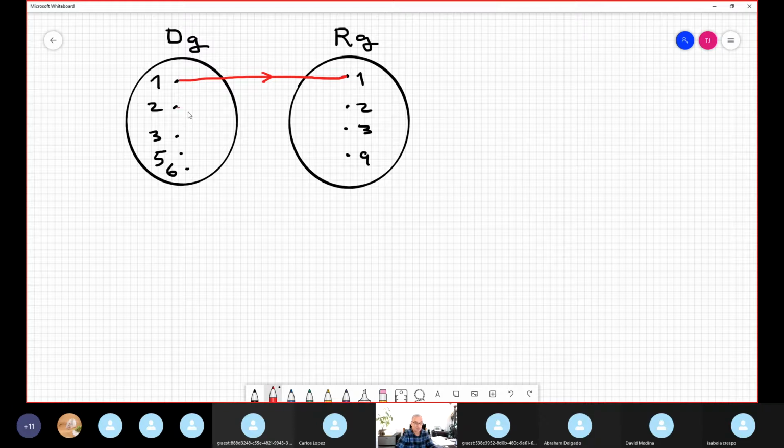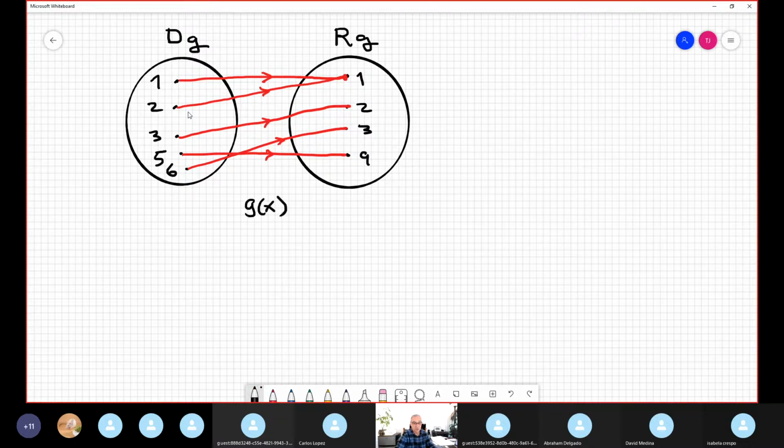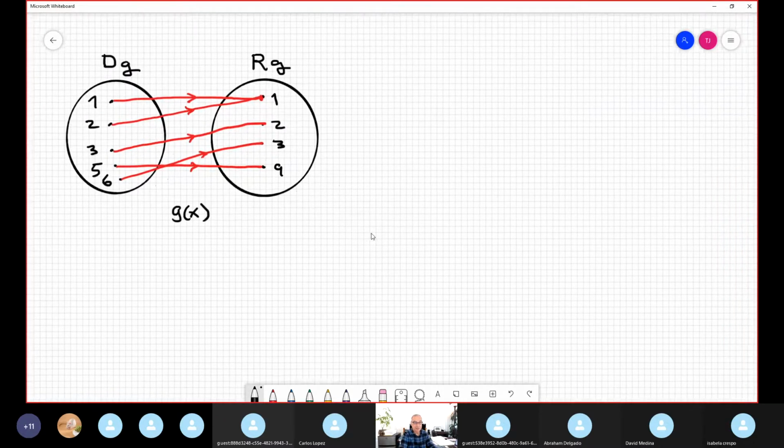And 2 is associated with this. Again, no problem, because many to 1 is okay. No violation of the function idea. 3 and 2. 5 and 9. And 6 and 3. That's the order. Okay, this is the function g. G of x is not defined by equations, it's defined by this arrow diagram.